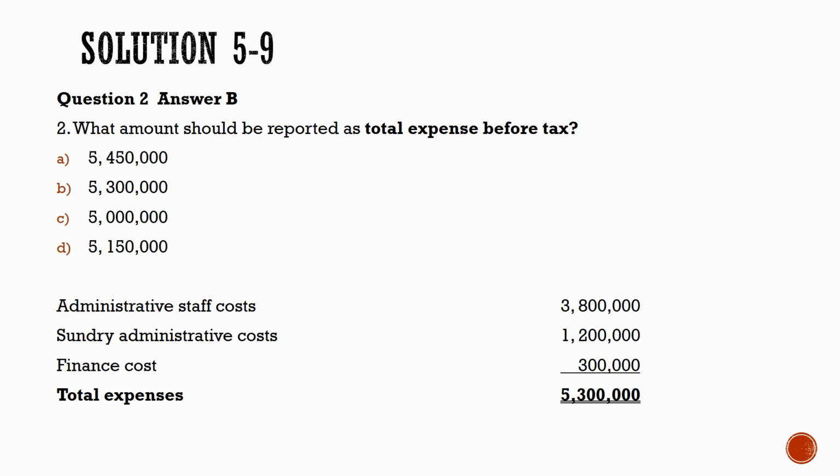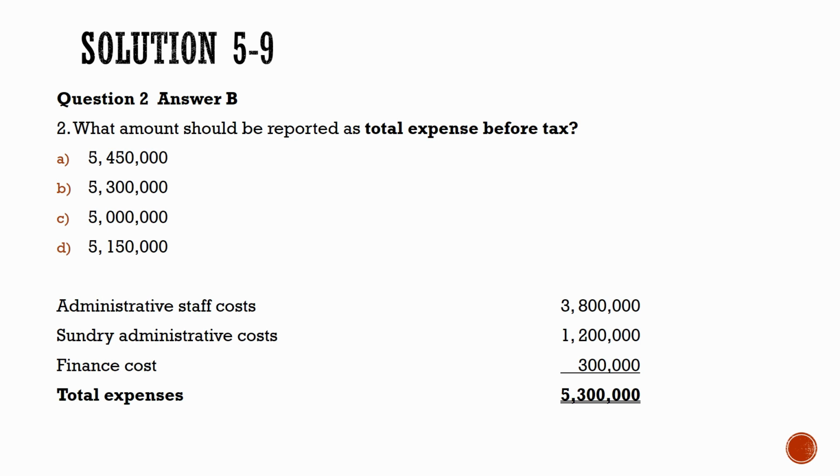So for question number 2 po, ang hinahanap po natin is the total expense before tax. Since expense lang ang pinapahanap sa atin, mga expense account lang ang kukuhain natin. First, we have the administrative staff cost amounting to 3.8 million. Then yung sundry administrative cost which is 1.2 million. And last is yung finance cost na nagkakahalaga ng 300,000.